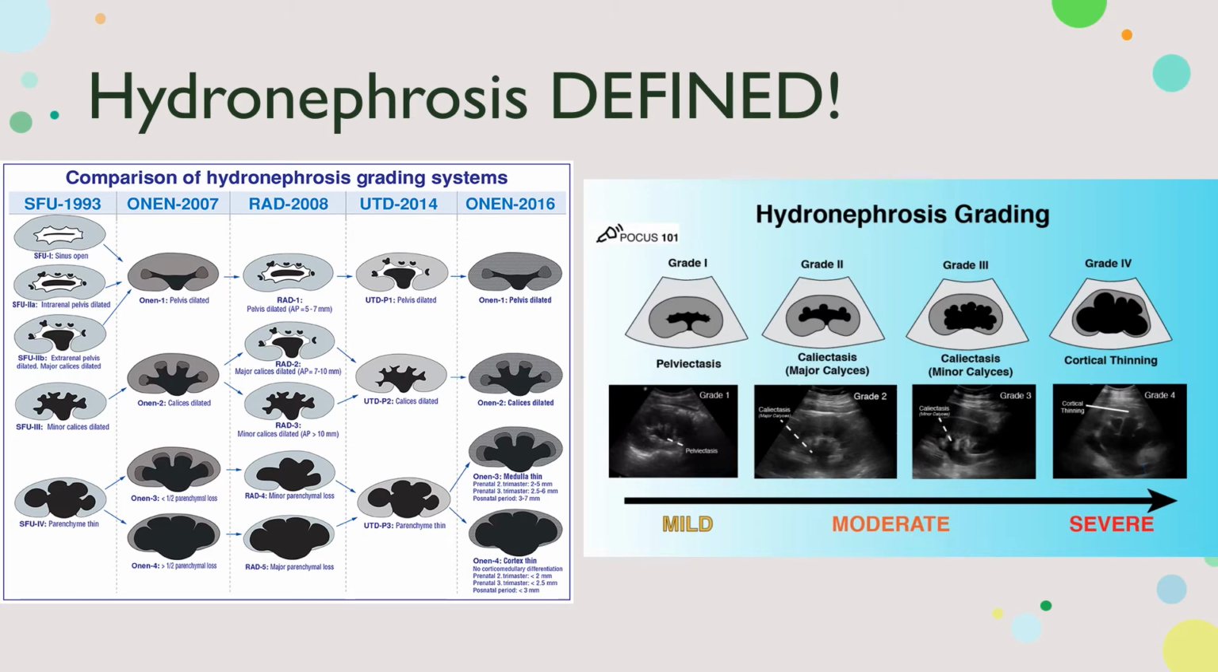So there's a lot of data out there on what to do with hydronephrosis. You can see in 1993 they came up with this system, in 2007, 2008, 2014, and there's a 2016 categorization. There's also this that I found on this website where they look at grade 1 pelvic caliectasis, grade 2 major calyces, grade 3 minor calyces, or grade 4 certainly dilation, but now we have cortical thinning. And so there's a lot of different ways to categorize these. What are we going to do?